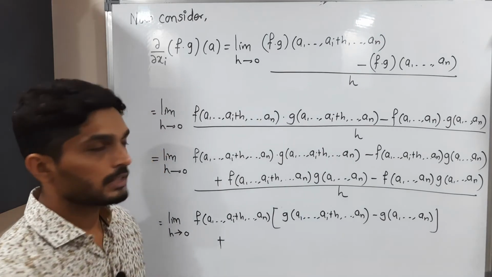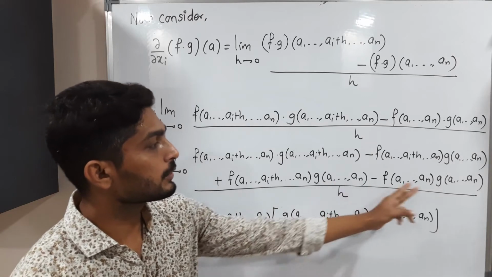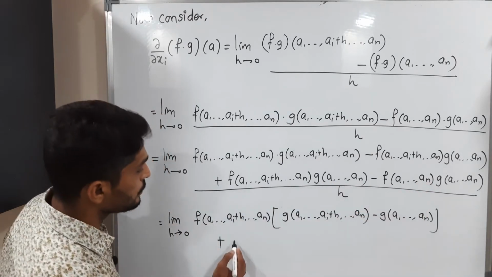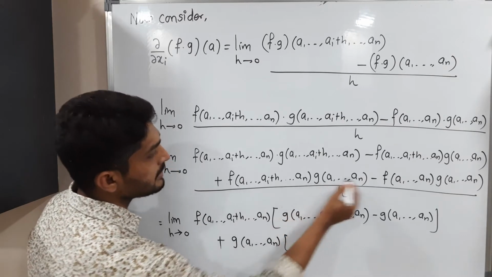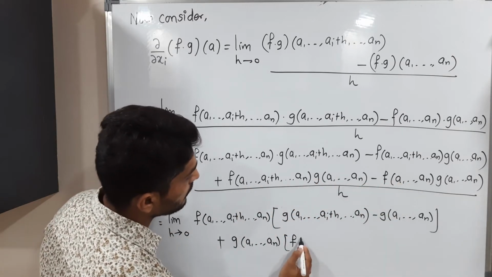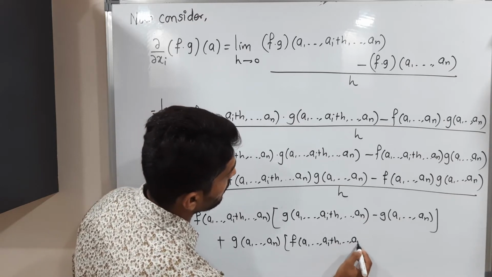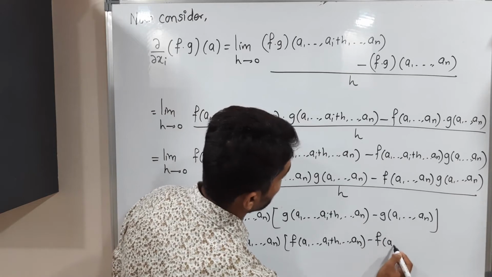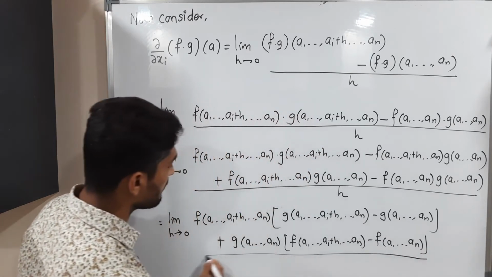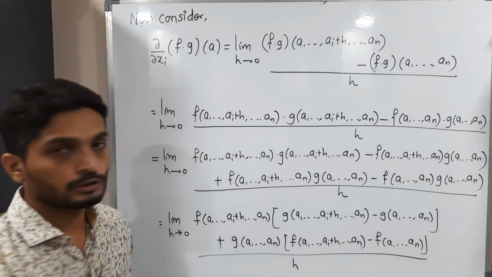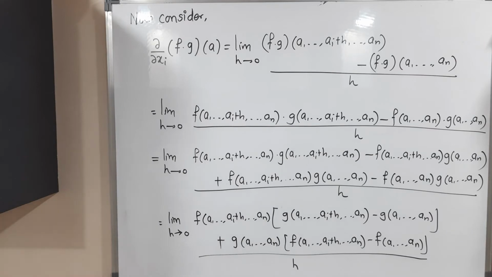From the next two terms, can you tell me what we can take common? From the next two terms, we can take g of a1, a2 and so on n common. So g of a1, a2 and so on n. If you take this second term common, we will have f of a1, a2 and so on, ai plus h and so on n minus f of a1, a2 and so on n, whole divided by h. You can make a screenshot of it. After that we will continue.